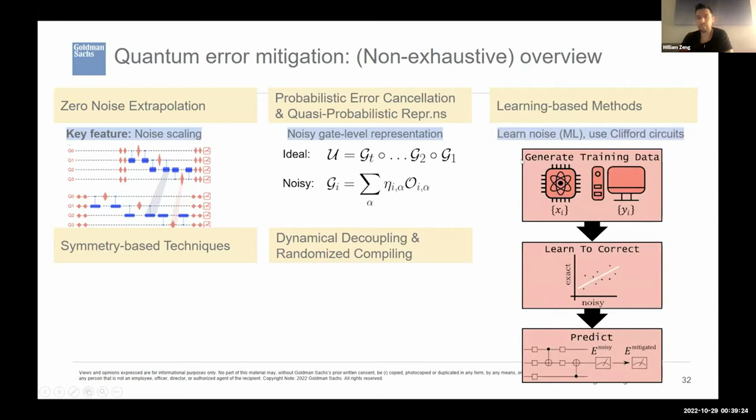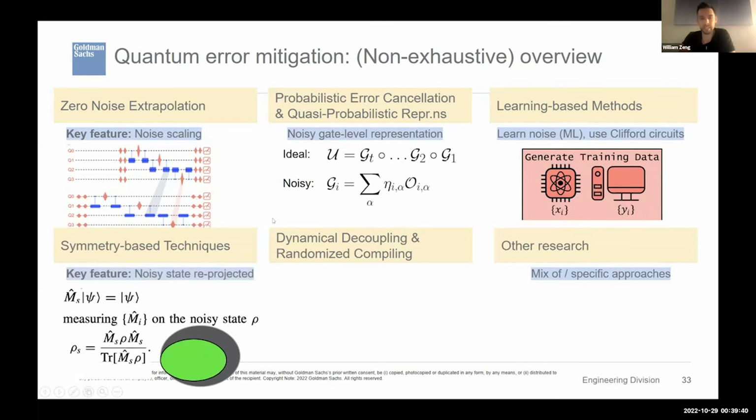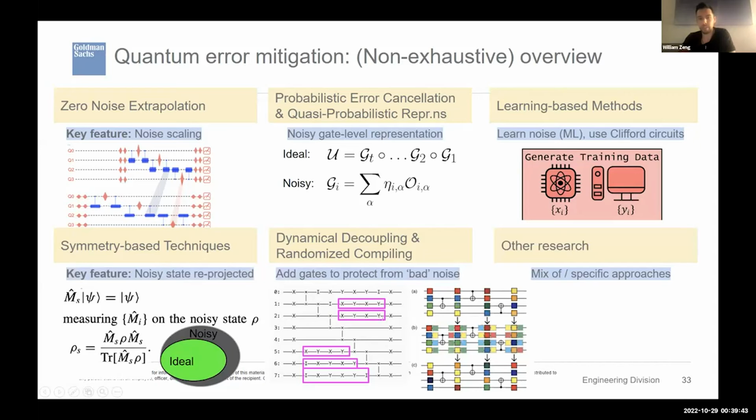There are these more learning-based methods where, at a high level, you'd say you're trying to generate noisy outputs from a noisy quantum computer and use them to learn what the correct one should be. There are symmetry-based techniques. There are things like dynamical decoupling and randomized compiling, where you're trying to change the noise model by inserting gate sequences, let's say for dynamical decoupling, to protect from bad noise when you have idling qubits, or by inserting random gates to try and transform your model to be more depolarizing, because that behaves better.